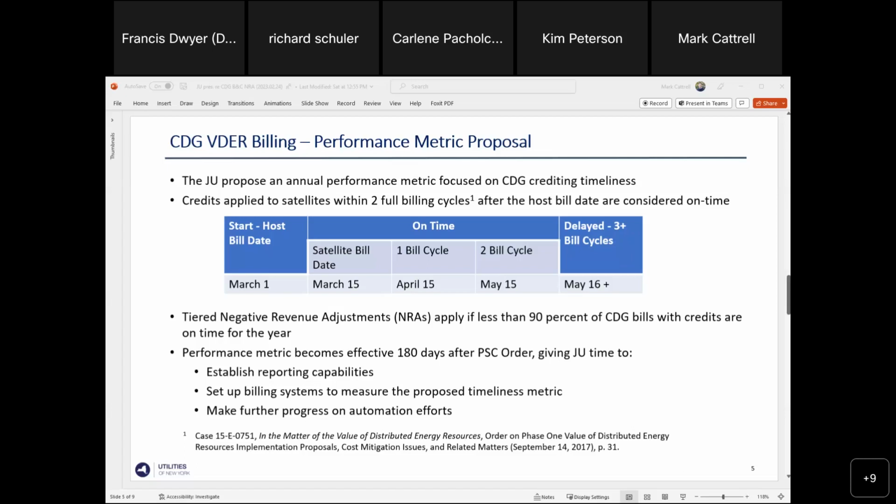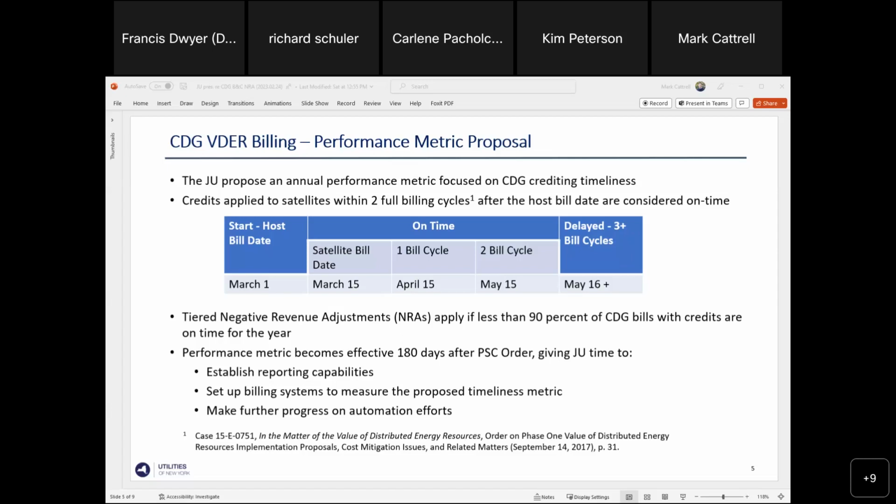This is Kim Peterson from National Grid, and I want to talk about the performance metric proposal that the JUs have come up with. Our intent was to keep it simple and measurable across all utilities and to really drive into the item that we thought is most important to the stakeholder group. So with that, we are proposing a bill timeliness metric that is based on the application of credits to satellite bills that is tied to the host billing cadence.